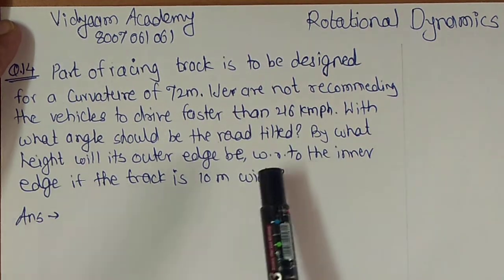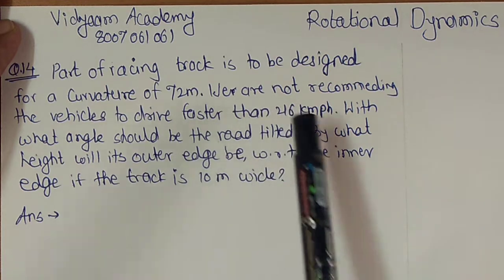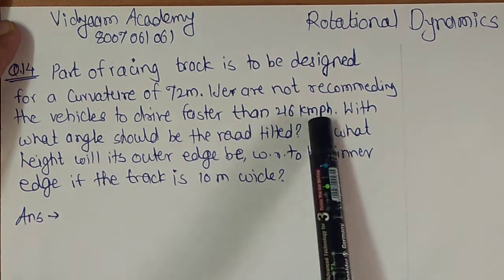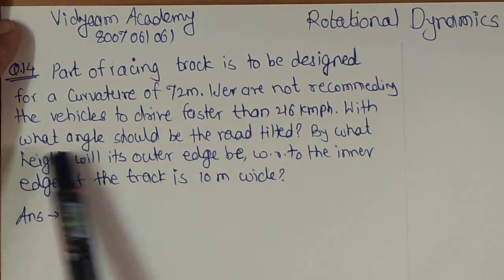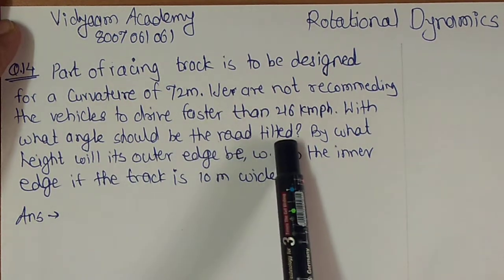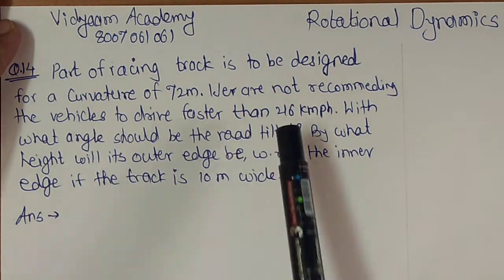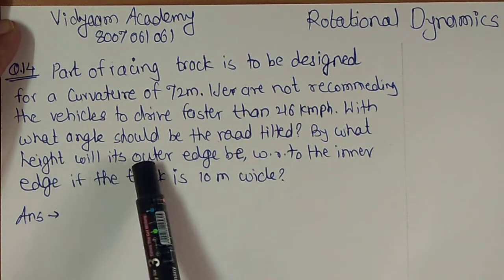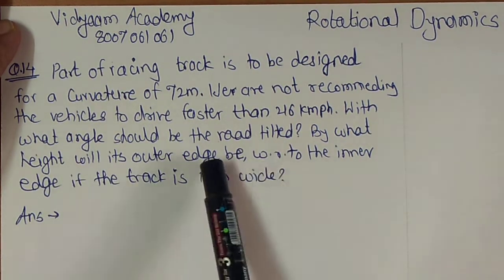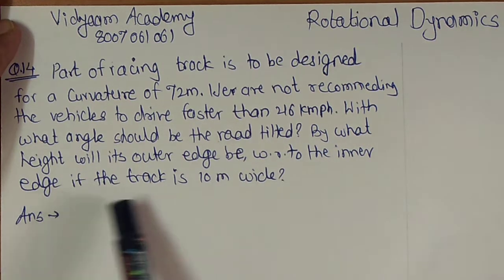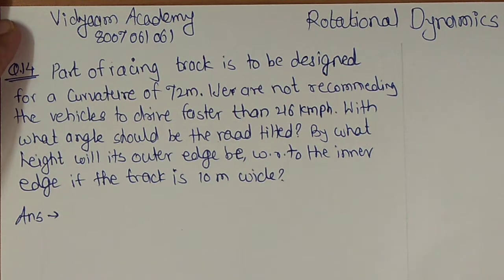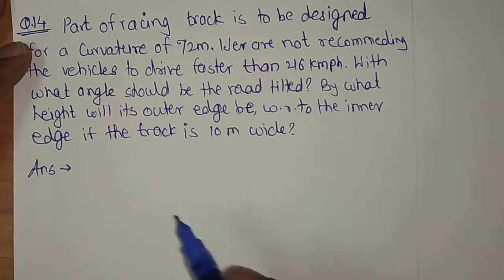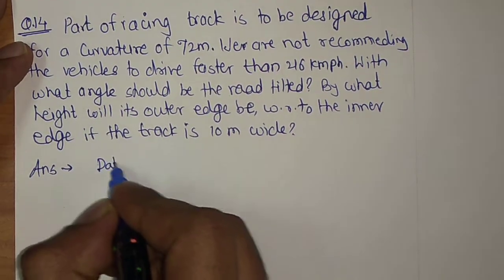216 kilometer per hour. Okay, so the speed is given to you, but the unit is kilometer per hour. With what angle should the road be tilted? So they are asking you what is the angle of banking. By what height will its outer edge be with respect to the inner edge if the track is made 10 meter wide? So now we will write the data.